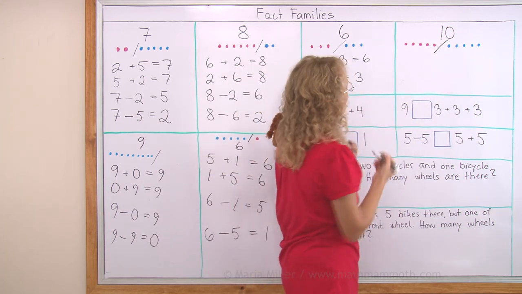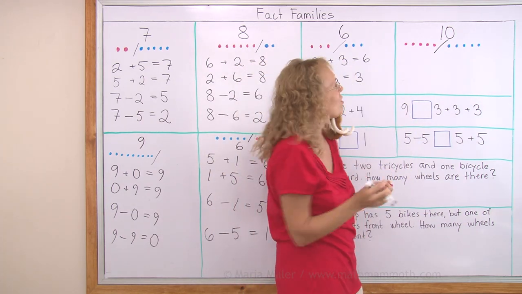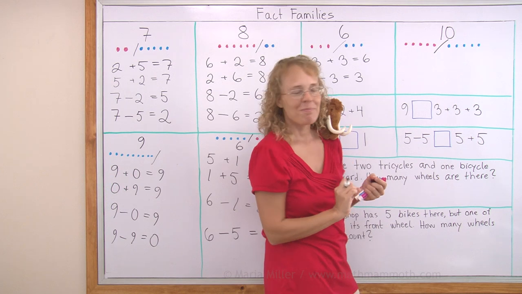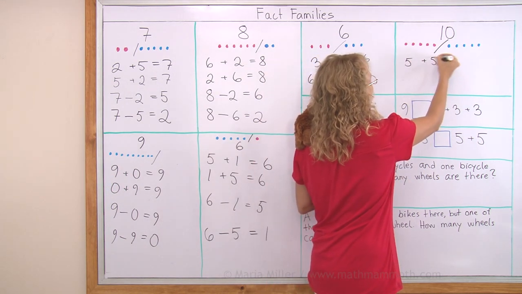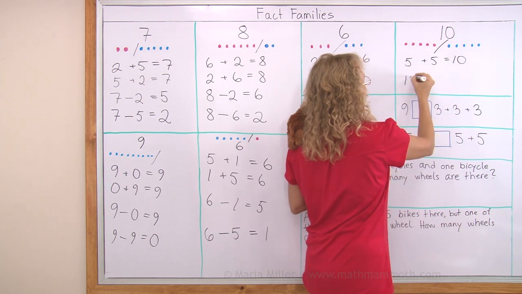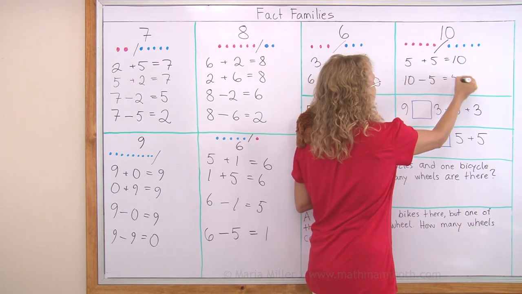The same happens here. Can you tell me the addition and the subtraction for this small family? I have 5 and 5 making 10, and then 10 minus 5 equals 5.